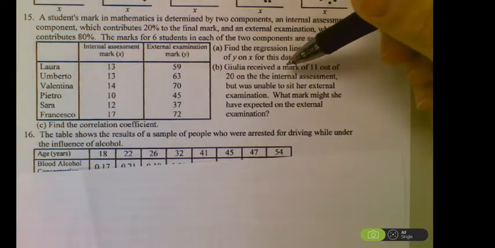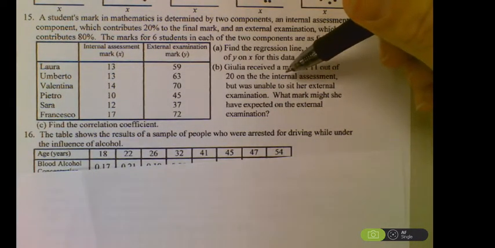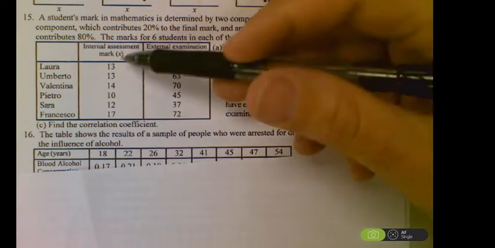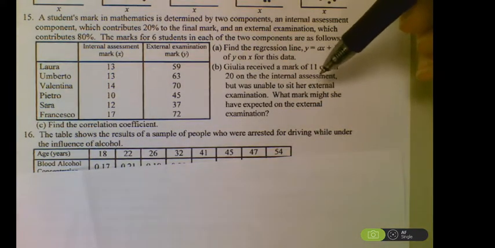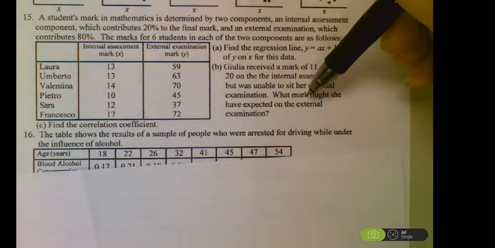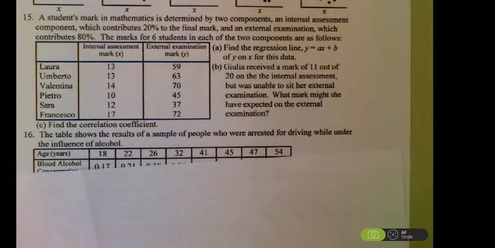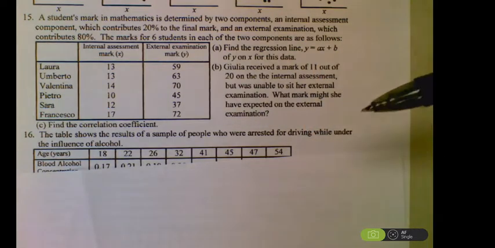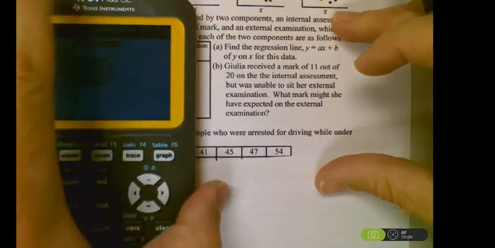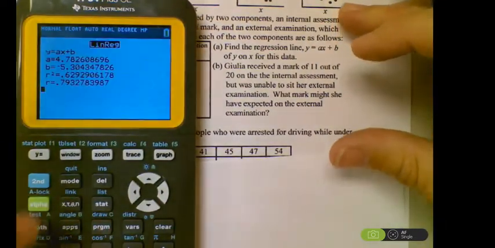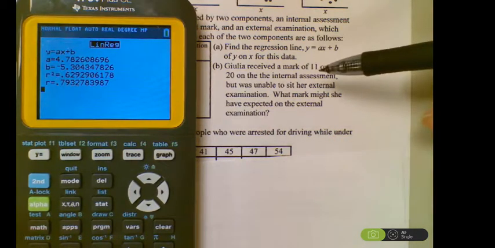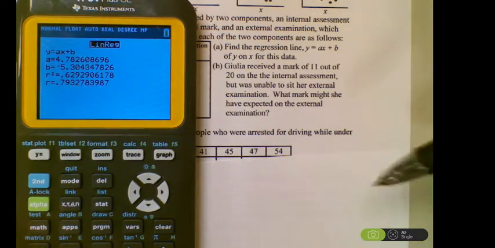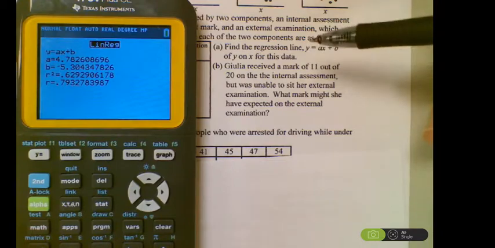So if this was a student that got 11 out of 20 on the internal assessment part, that was your X's, but was unable to sit for the external. So what mark was she expected on the external exam? They're giving us an X and they want us to come out with a Y value. So if we take the equation that we just found for part A and sub in an 11 for X, that would give us our expected outcome for a Y value.